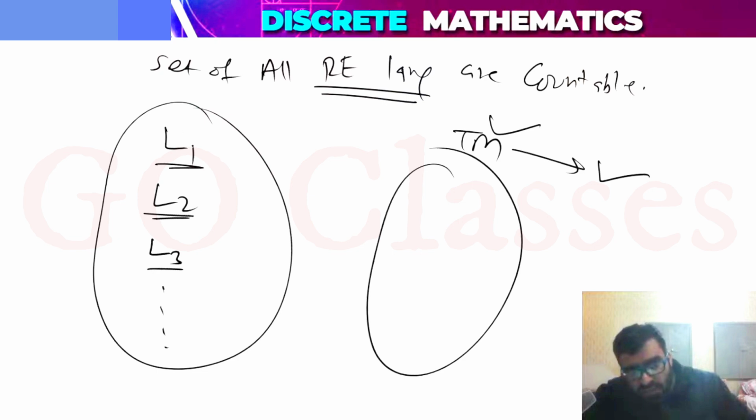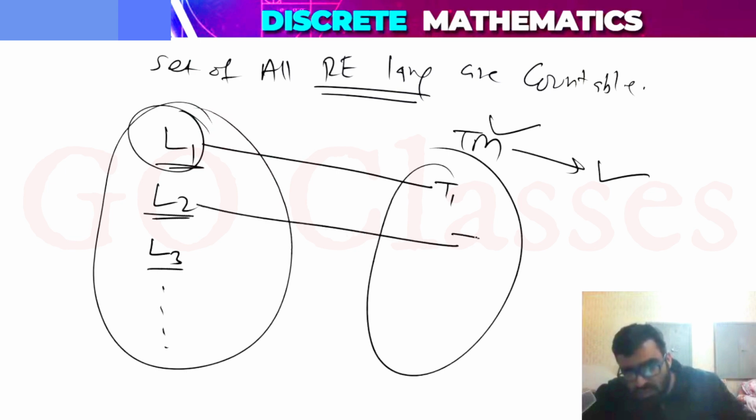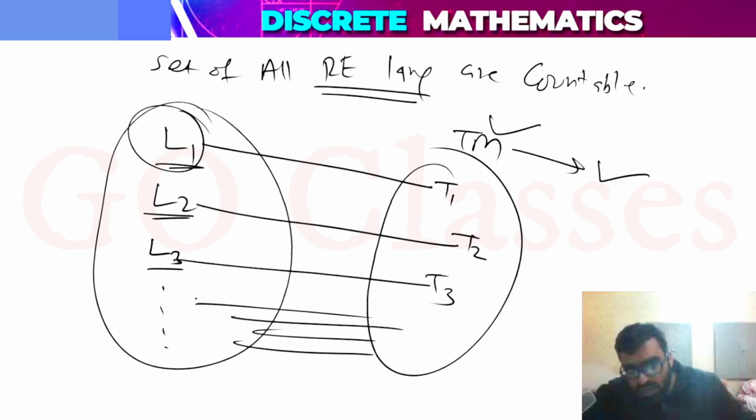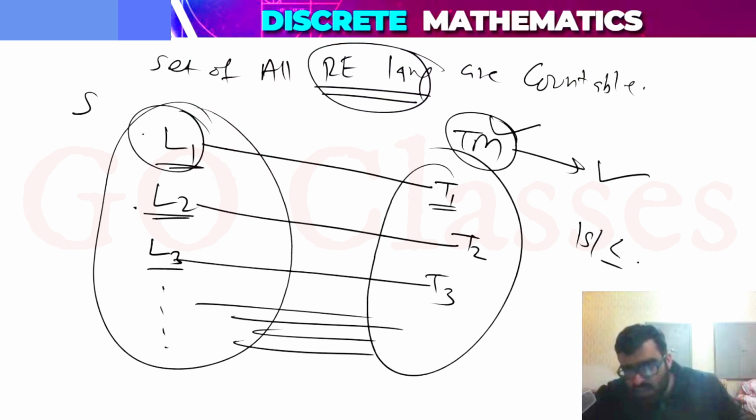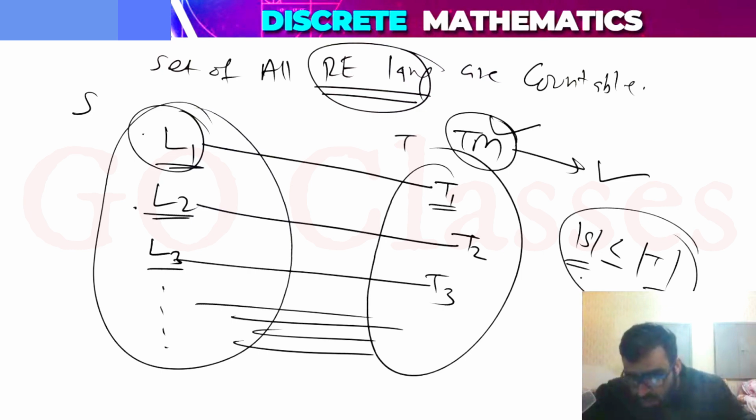Now what you can do? For every RE language, you can have an infinite number of Turing machines. Just choose one of the Turing machines. For this L2, you can have an infinite number of Turing machines. Just choose one Turing machine, and so on. So this is how you can define an injective function. Why is this injective? Because if you have two different languages, they can never map to the same Turing machine. Two different languages will always have two different Turing machines. So hence this is an injective function from the set of all RE languages to the set of Turing machines, and the cardinality of set S is less than or equal to the cardinality of set T. And because set T is countable, S is also countable. So this is how you can say that the set of all RE languages is countable.